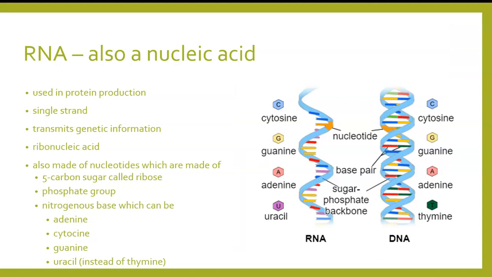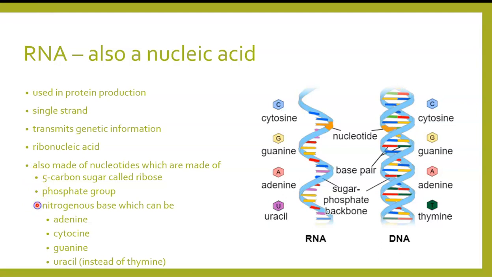Okay, so here are kind of the most important parts of RNA. Obviously, it's a nucleic acid. We already know that. It's used in protein production. It's single-stranded. Instead of containing genetic information, it transmits genetic information. We call it ribonucleic acid, not deoxyribonucleic acid. That would be DNA. It's also made of nucleotides, which are made of a 5-carbon sugar, a phosphate group, and a nitrogenous base.